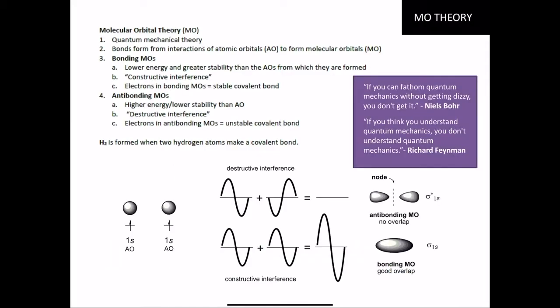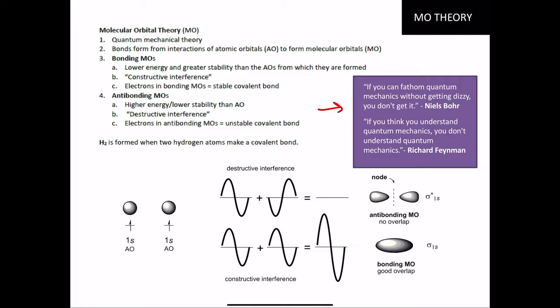So molecular orbital theory is a quantum mechanical theory, which means that we're talking about the wave character of these electrons. And what we also know is that it's going to be weird. Some of the big dogs in quantum mechanics, like Niels Bohr and Richard Feynman, were geniuses in this stuff. Niels Bohr said something like, if you can fathom quantum mechanics without getting dizzy, you don't get it. Right? He was actually Danish, so he probably didn't say that exactly. If you think you understand quantum mechanics, you don't understand quantum mechanics, is attributed to Richard Feynman. So these are complicated theories that kind of make sense, don't make sense.